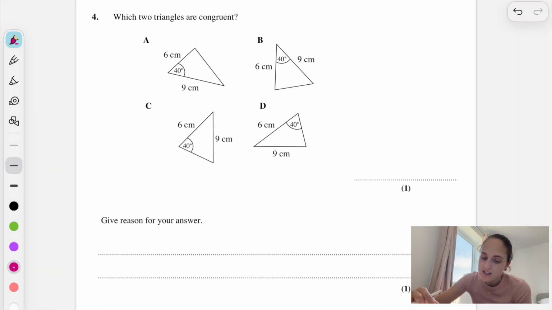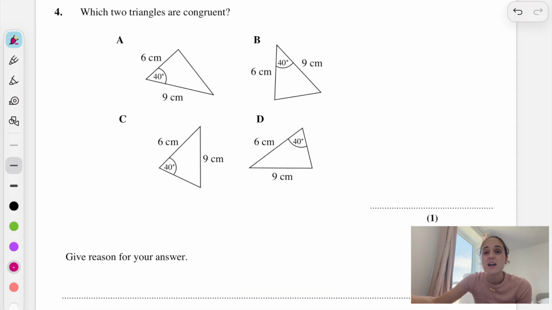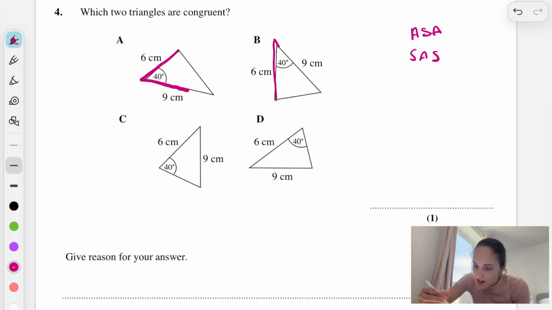This next question here, we need to see which two triangles are congruent. There's no right angle, so it's not going to be that one. And none of these 4 triangles have all 3 sides labelled, so it's not going to be SSS. So again, we have either ASA or SAS. If I look at the first one, I have a 6 centimetre and a 9 centimetre side sandwiched between a 40-degree angle. If I look at the other triangles, I can see that the second one, B, has a 6 centimetre and a 9 centimetre sandwiched between a 40-degree angle.